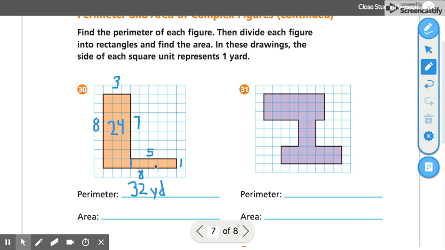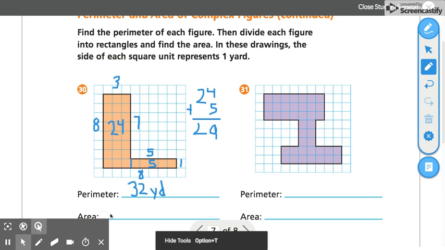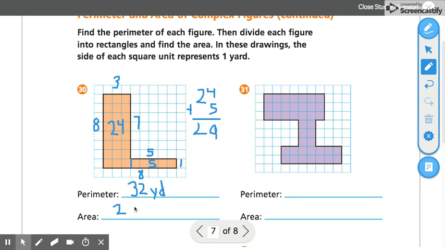And then I want to find the area of this piece right here. So we have a 5 and a 1. 5 times 1 is 5. And then to find the total area, I'm going to add these two numbers together. So I'm going to say 24 plus 5, and I know that 24 plus 5 equals 29. Now, when it comes to labeling area, I'm going to write 29, but because it's area, I'm going to make sure I have square, SQ, yards, like so. And then I have the area of that shape.